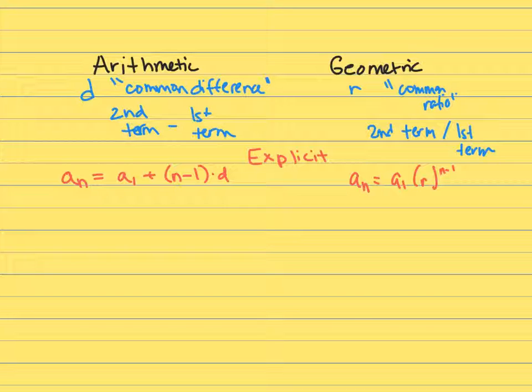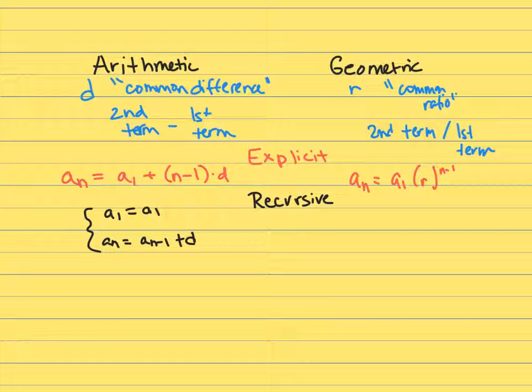We also have the recursive formula. The recursive formula is used if you're given the previous term. The recursive formula is two lines. So that is a sub 1 equals a sub 1. So you have to give somebody the first term. And to get the nth term, you need to take the previous term. So a sub n minus 1 means the term before n. So you have to take the previous term and then add the common difference.